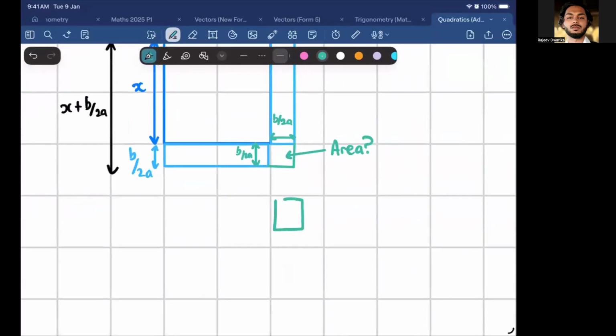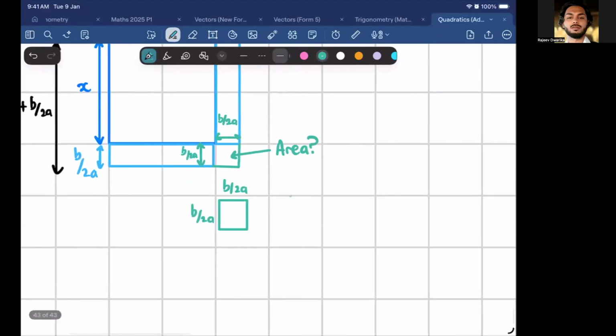So Caleb, I have a small square over here, and the dimensions are b over 2a, b over 2a. How would I find the area of that square? B over 2a squared. Yeah, you're not wrong. So you would say b over 2a all squared, right? But an even simpler way to think about it is, Caleb, I'll just multiply b over 2a by b over 2a.